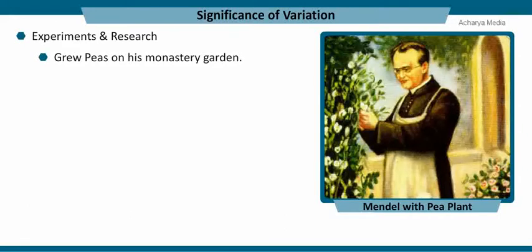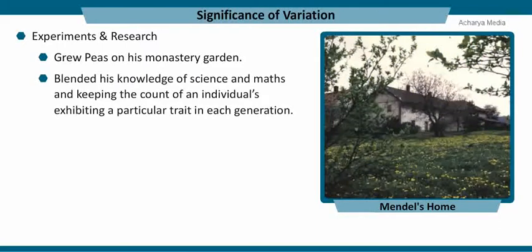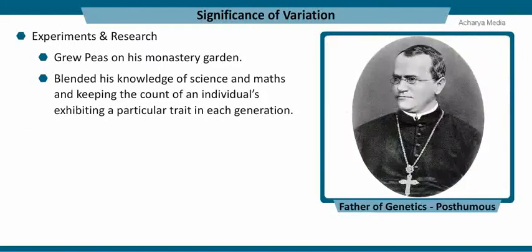He started growing peas in his monastery garden. Many others had studied the inheritance of traits in peas and other organisms earlier, but Mendel blended his knowledge of science and maths and was the first one to explore the scientific method of keeping the count of an individual's exhibiting a particular trait in each generation. This helped him to frame the laws of inheritance and gave him the title Father of Genetics posthumously.